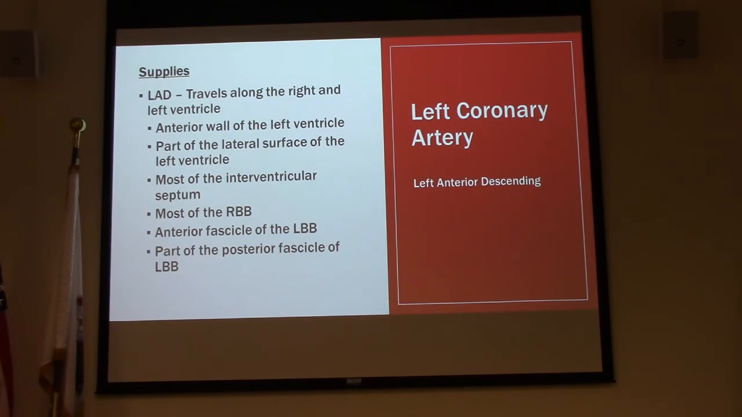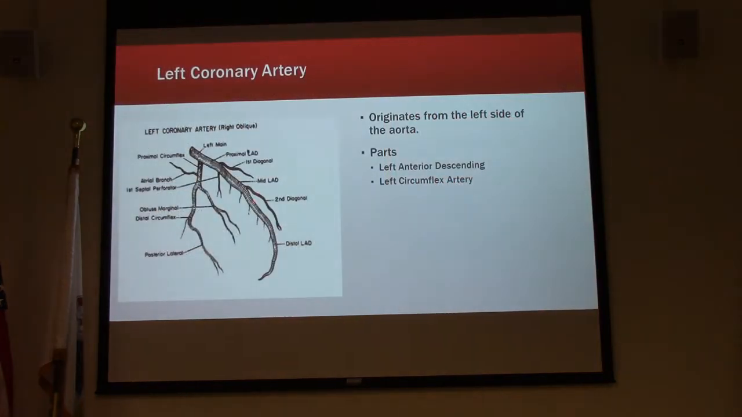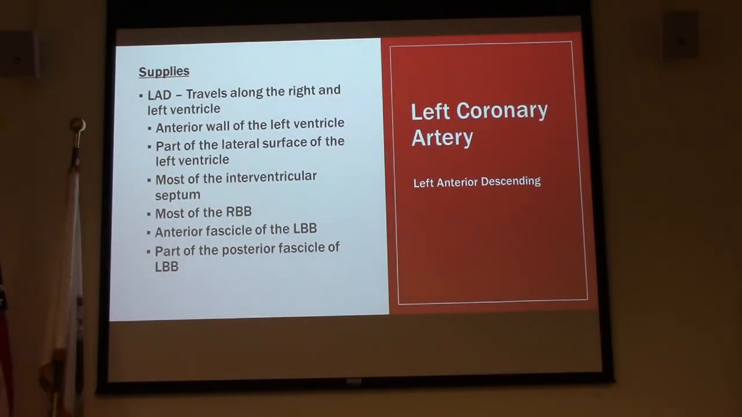Does anybody remember which leads, if we see elevation, indicate an anterior wall MI? V3 and V4. If you see elevation in V3 and V4, that means your anterior descending has an occlusion somewhere along in here. It also feeds the interventricular septal wall, so if you see elevation in V1 and V2, that looks at the septal wall. We can still be seeing an occlusion on that anterior descending.